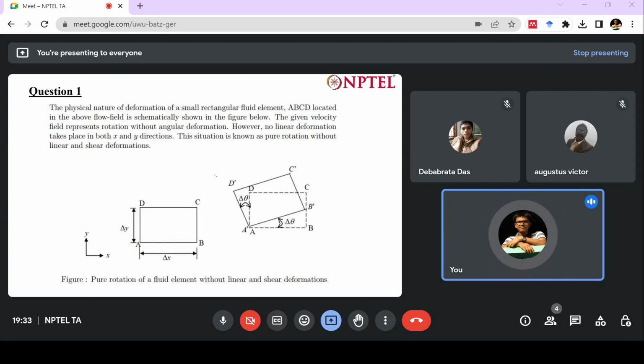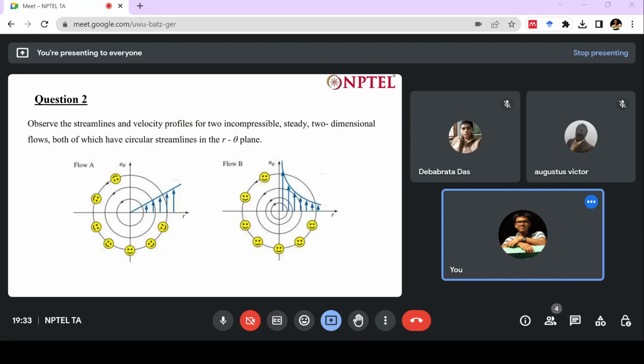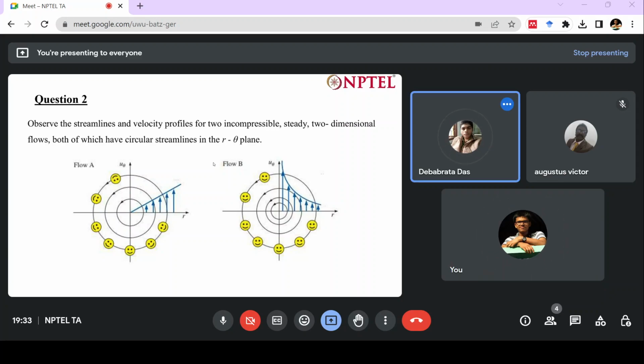Okay, let's go to the next. You can read this explanation also later. So this is explaining basically the rotation thing that I explained. Okay. Do you have any question related to this rotation and shear deformation, linear deformation? No, sir. Okay, let's come to this question.